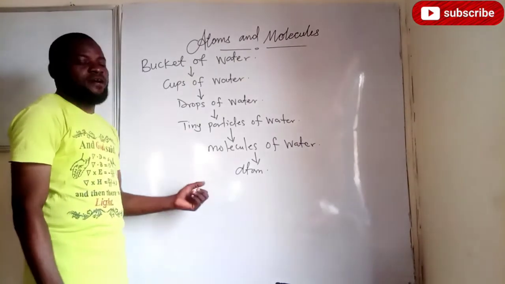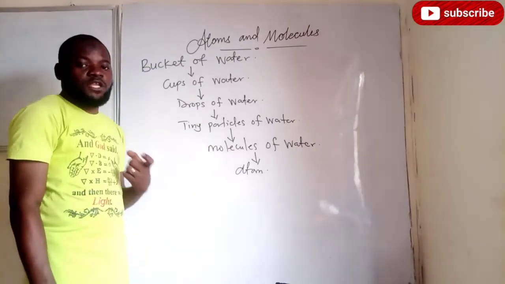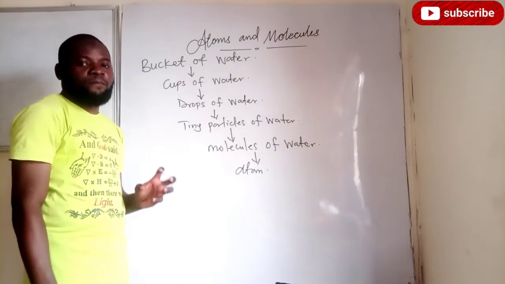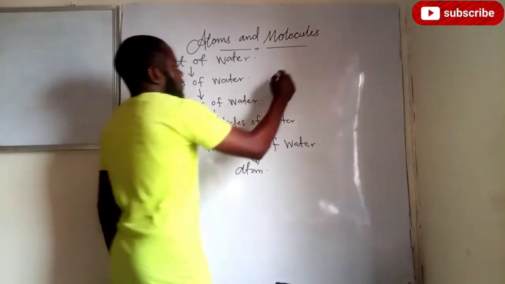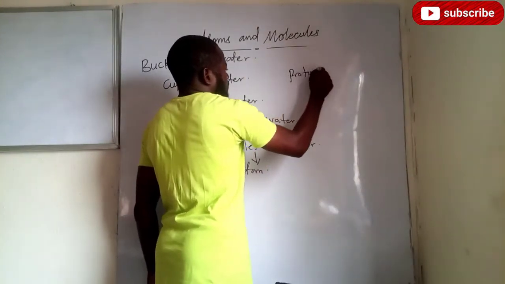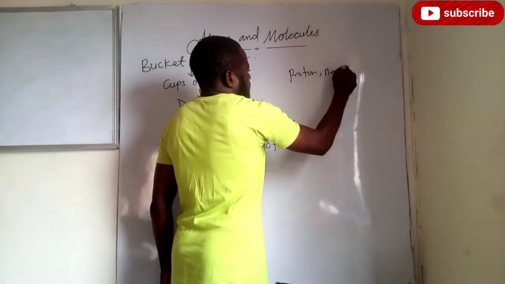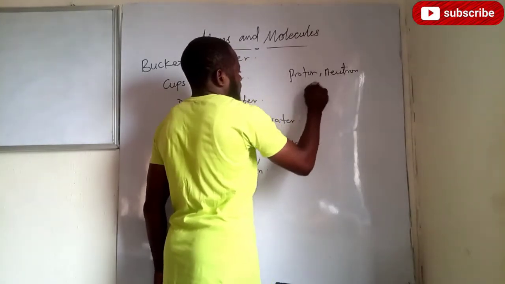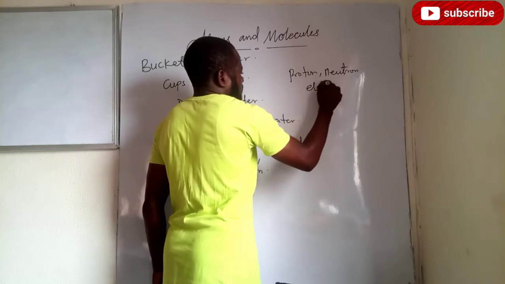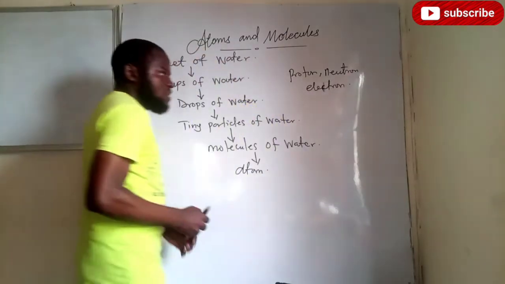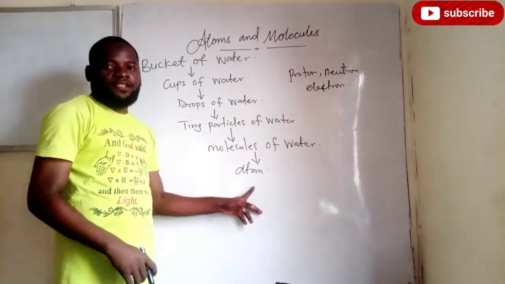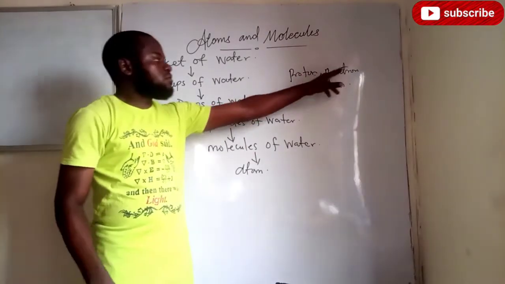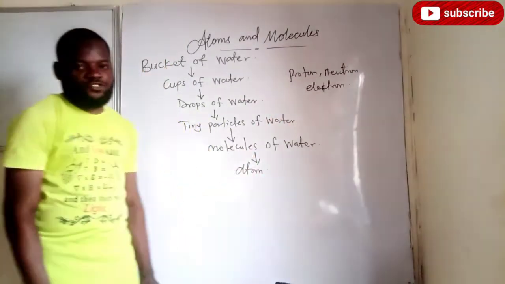But they later found out that the atom itself is made up of some subatomic particles, such as proton, neutron, and electron. This shows that we can break the atom into proton, neutron, and electron.